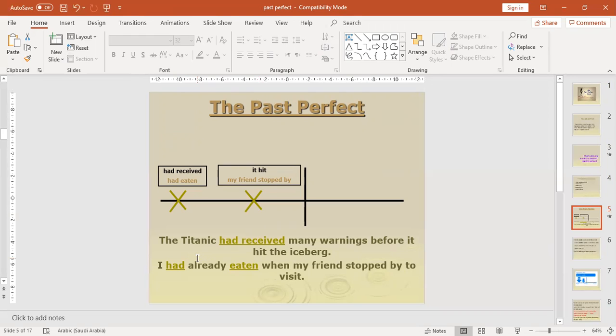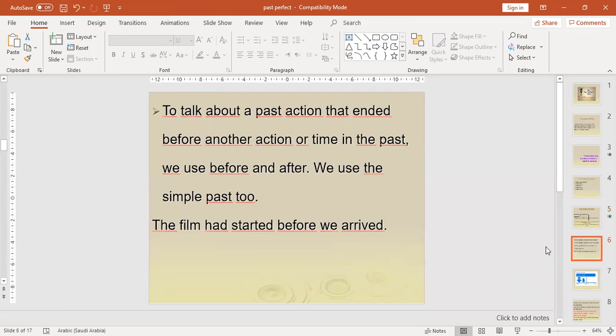And another one: I had already eaten when my friend stopped by to visit. I had already eaten, past perfect, this one happened first. So we talk about a past action that ended before another action or time in the past.